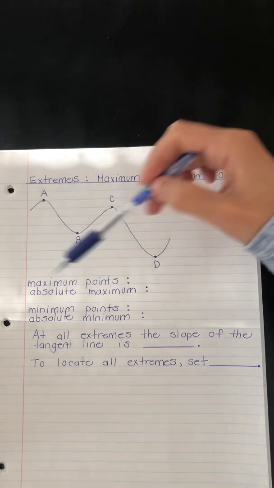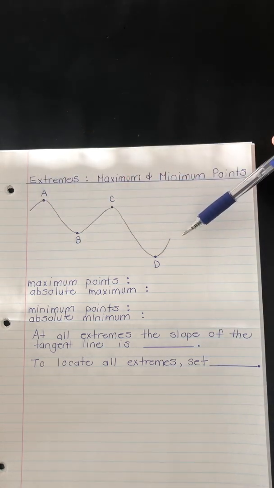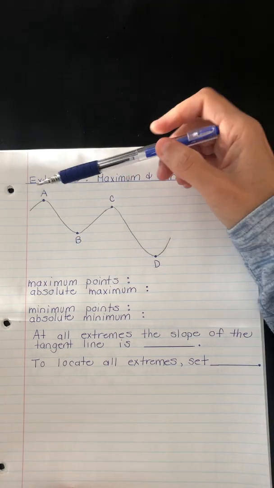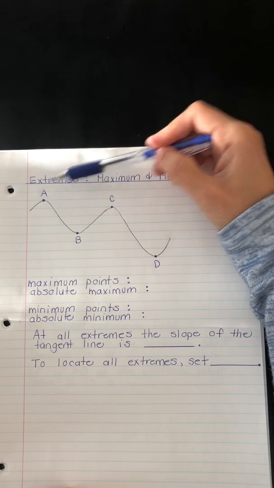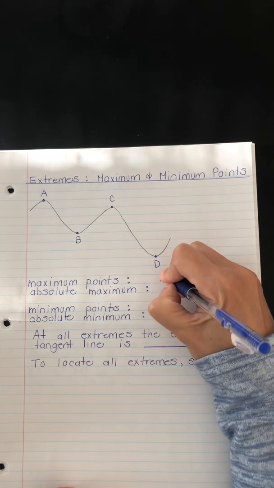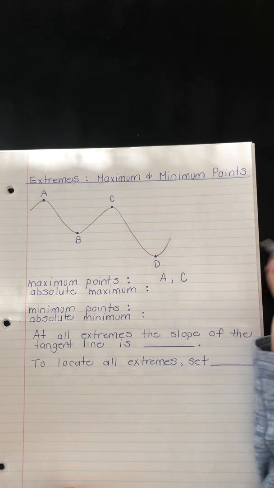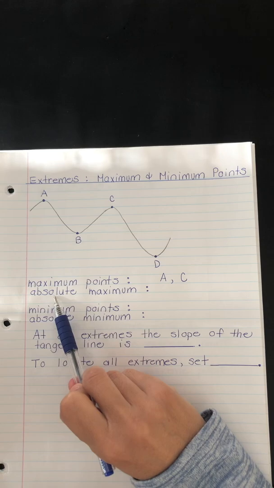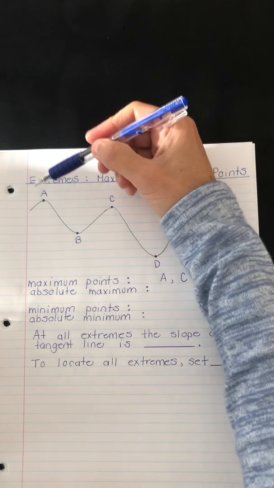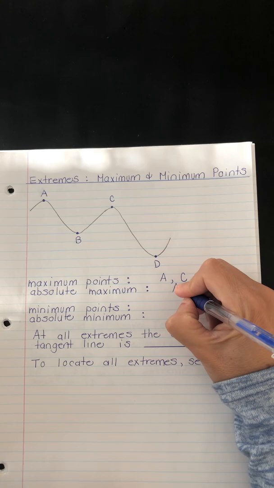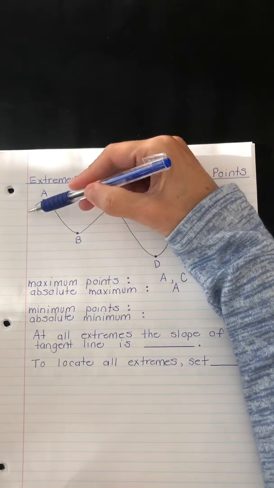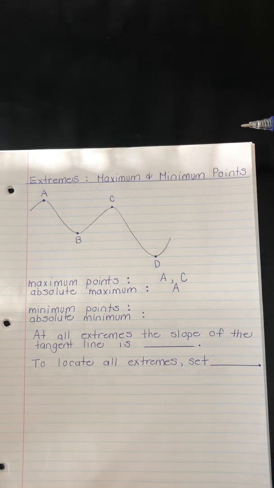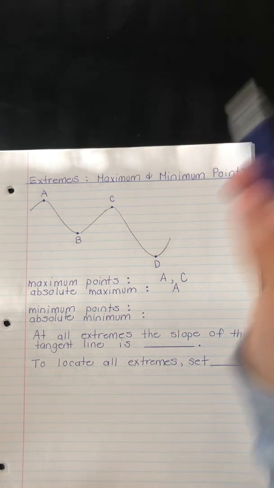So I've just drawn this quick sketch here. Maximum points would be located here at A and C. And of those two maximum points, the absolute maximum is considered to be at A. And that is because it is the highest of the two peaks. The higher of the two peaks.